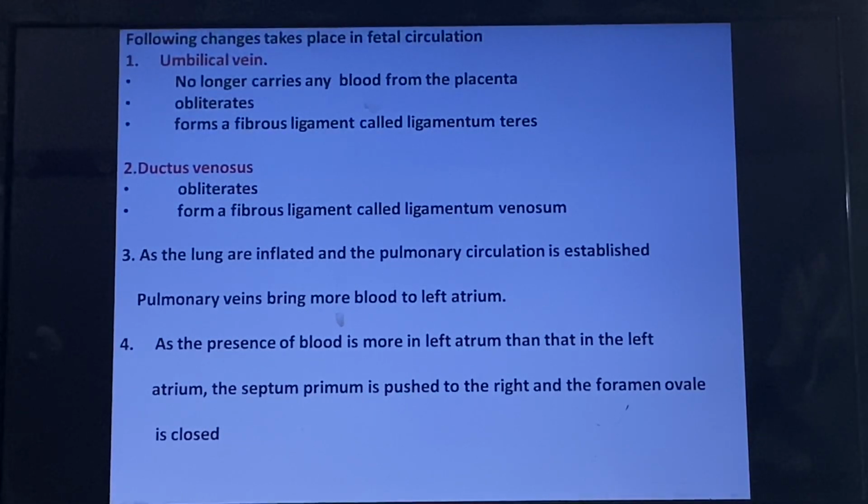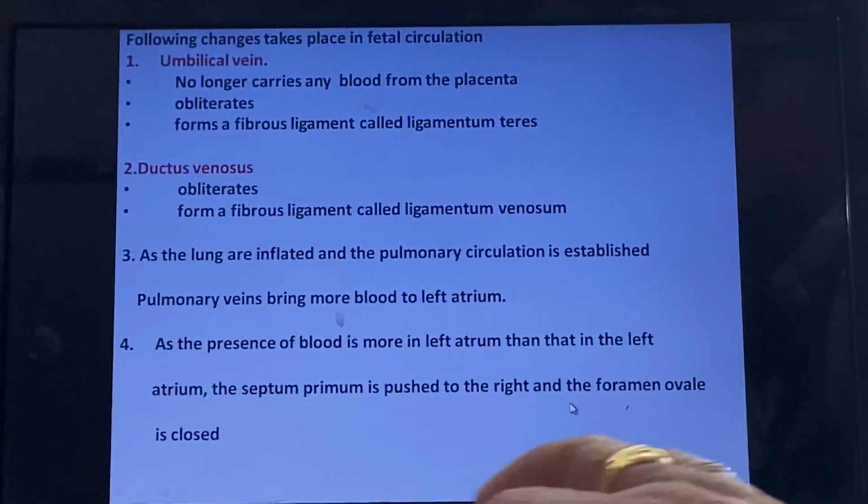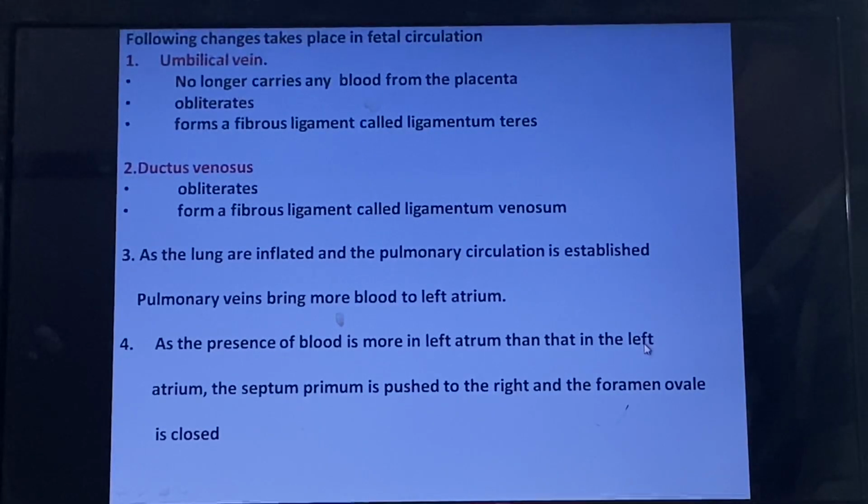As the volume of blood is more in the left atrium than in the right atrium, the septum primum is pushed to the right and the foramen ovale is closed. So there is one correction over here. So this is the right atrium. Please read this statement as the right atrium. So blood is more in the left atrium than that in the right atrium.